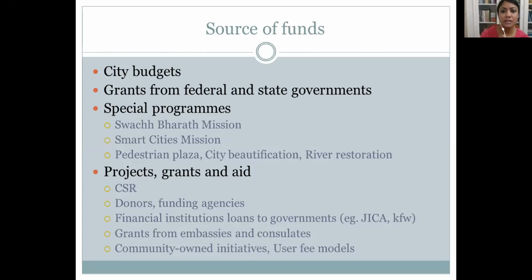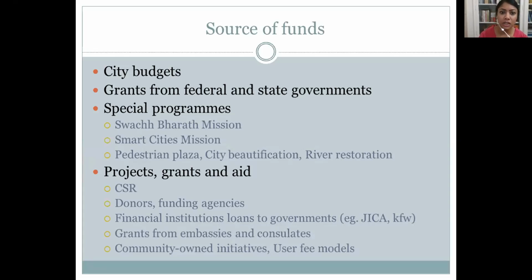So the source of funds that we had available for Chennai and for many municipal governments across India primarily come from the city budgets, which mean its own city revenue, but also from grants that the city receives from federal and state governments. There are also several special programs that cities are engaged with. So there is something called the Swachh Bharat Mission or the Clean India program. There's a Smart Cities mission. And over the past decade or so, we have seen several smaller programs, like making a pedestrian plaza or city beautification or river restoration, all of which have solid waste management components in them.